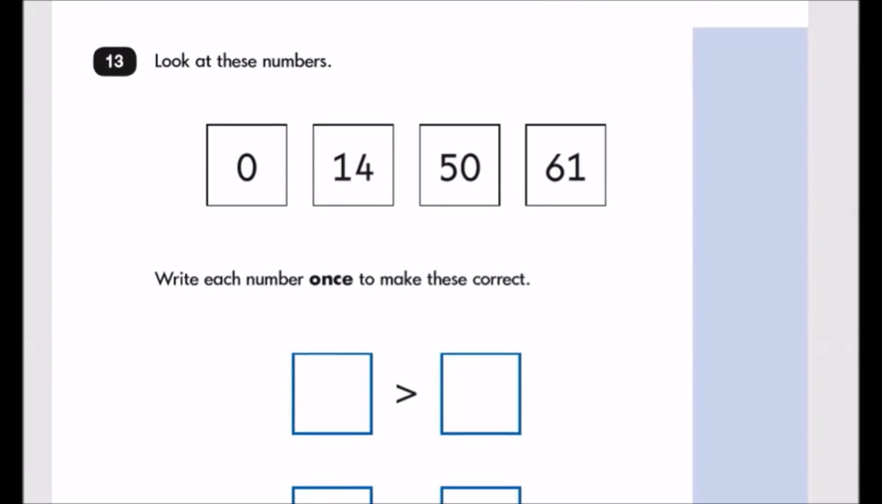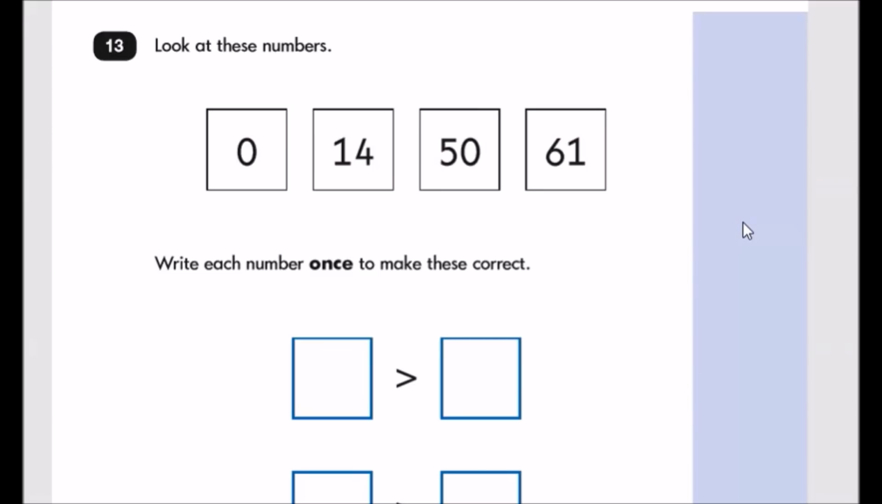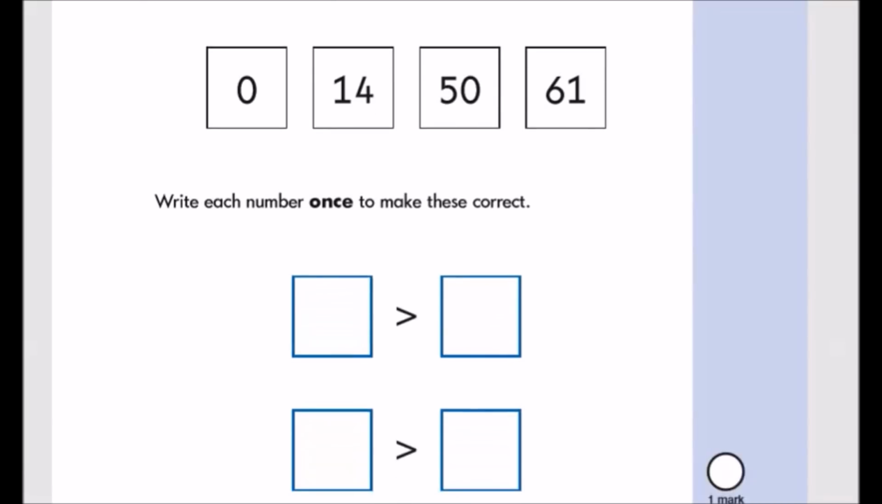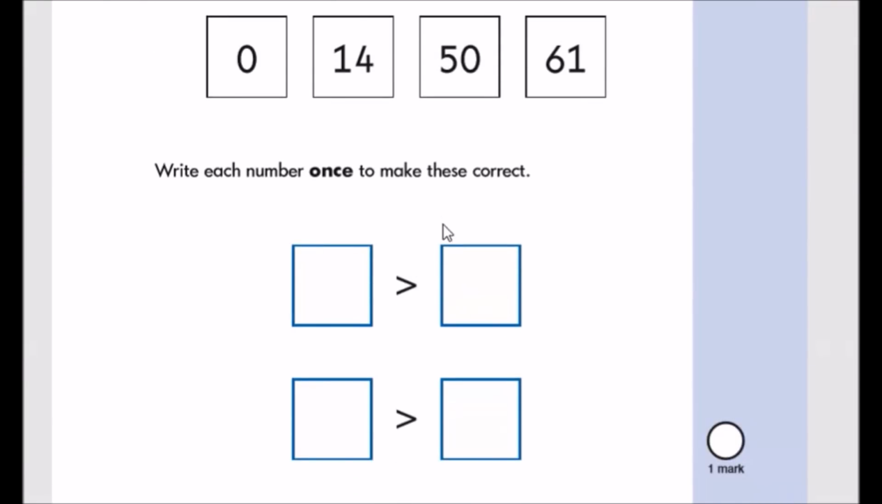So let's move on. Number 13. So look at these numbers. You've got 0, 14, 15, and 61. So write each number once to make this correct. So looking at all the boxes, we're given 4 sets of boxes. This inequality means the one with the bigger mouth means the number on this side is bigger than that one. So I'm going to start with the biggest number off the bat. So we can say 61 is bigger than 15. And I can also say 14 is bigger than 0. So you can do any combinations as long as the number is bigger and you used it once. Okay, so pay attention to this bolded word, once. So let's move on.